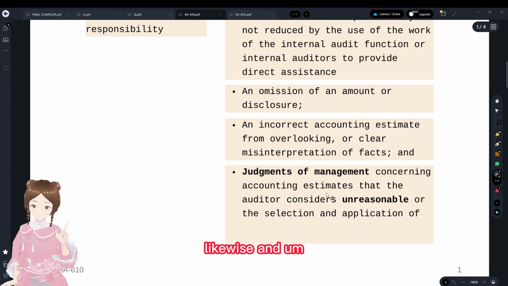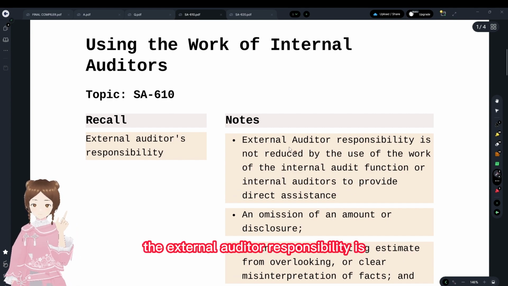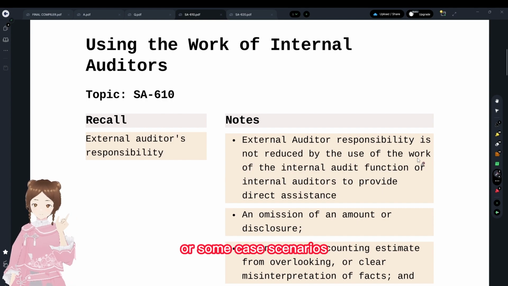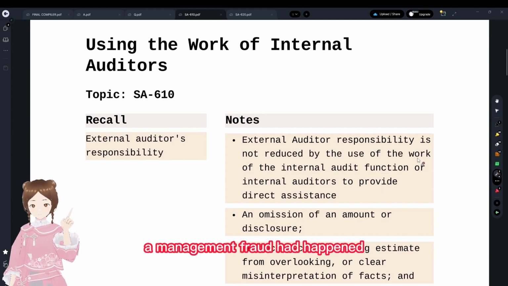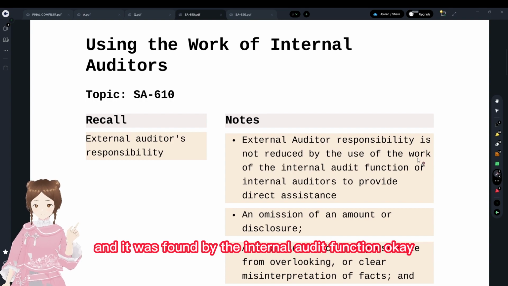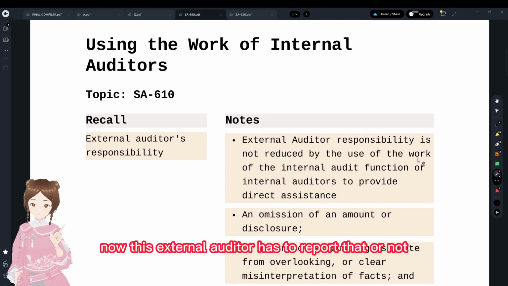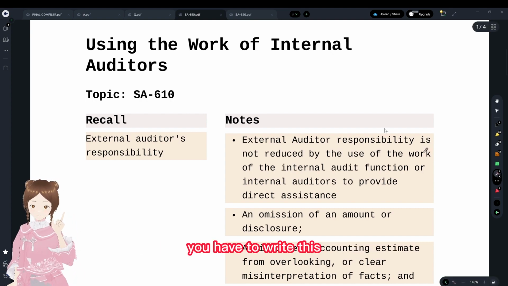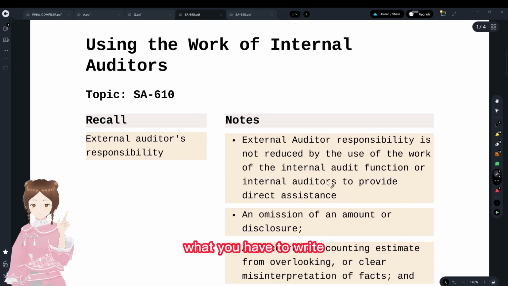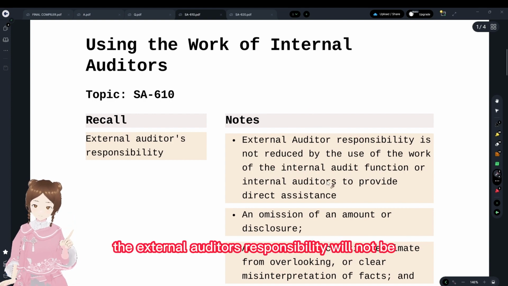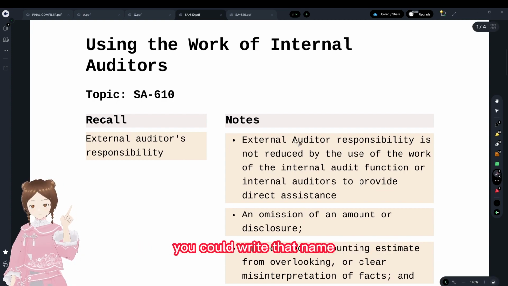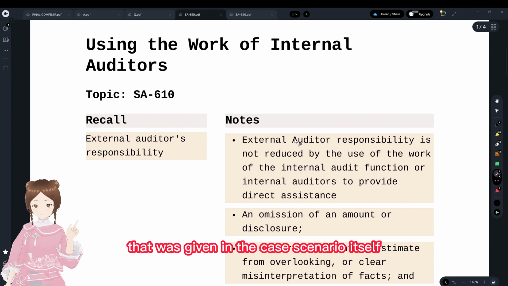The external auditor's responsibility is mostly tested in MCQs or case scenarios. For example, a management fraud had happened and it was found by the internal audit function. Now, does this external auditor have to report that or not? There's a question there. What you have to write is that the external auditor's responsibility will not be reduced. Instead of writing "external auditor," you could write the name that was given in the case scenario itself.